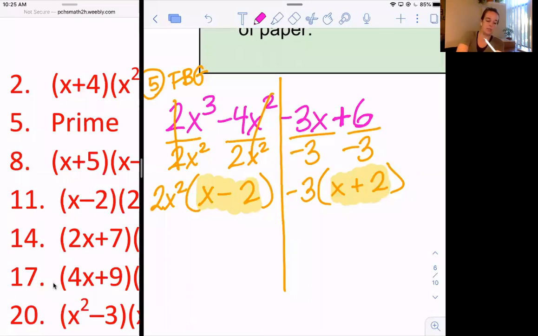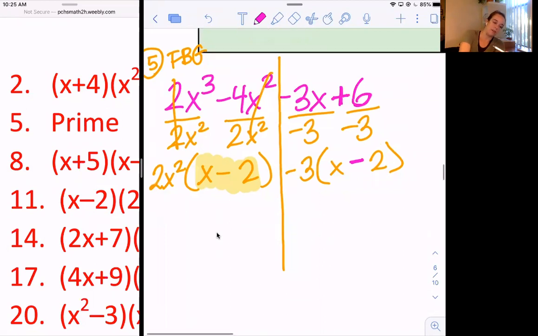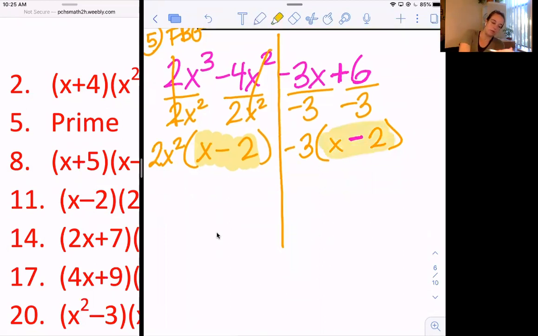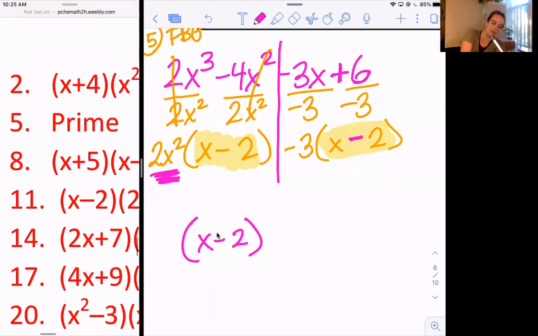If we change that -6 to a +6, we now have a minus here, because -3 times -2 would give us that +6, or 6 divided by -3 would give us. So I'm making a minor change to the problem so that we can keep working with it. All right, so we now have x minus 2 in both of them. So that's going to be my first one, x minus 2. And then my other one would be the 2x squared and the -3.